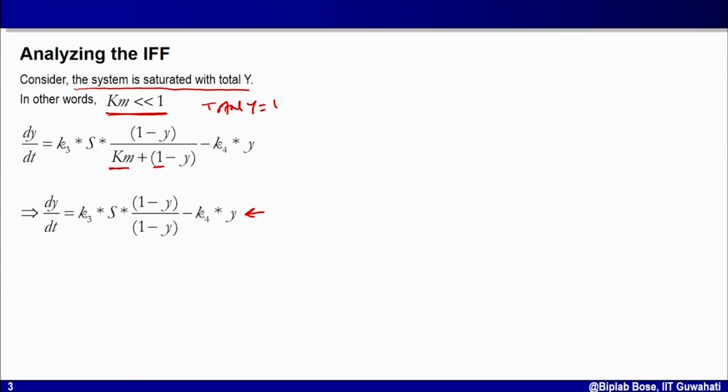Note that here I don't have Km. Now obviously, as I have 1 minus y in the denominator and 1 minus y in the numerator, and they are not 0, I can simply cancel them. So if I cancel them, then I get this ODE. So here dy dt is equal to K3 into S minus K4 into y. So what I have got, look at the first term, K3 into S.